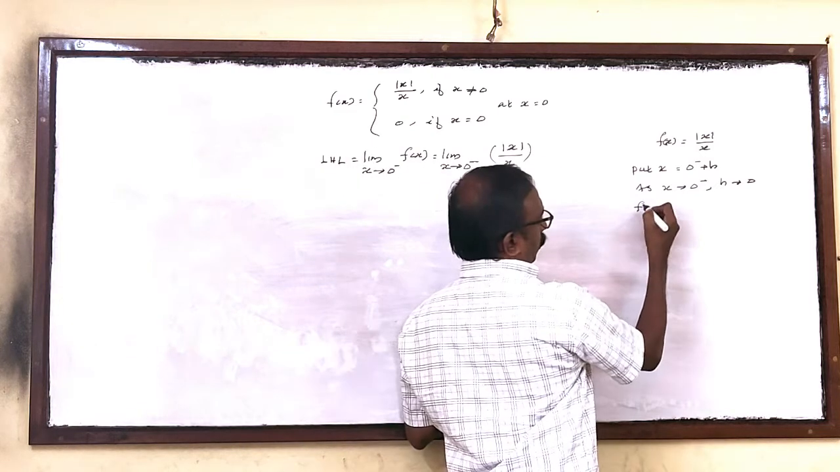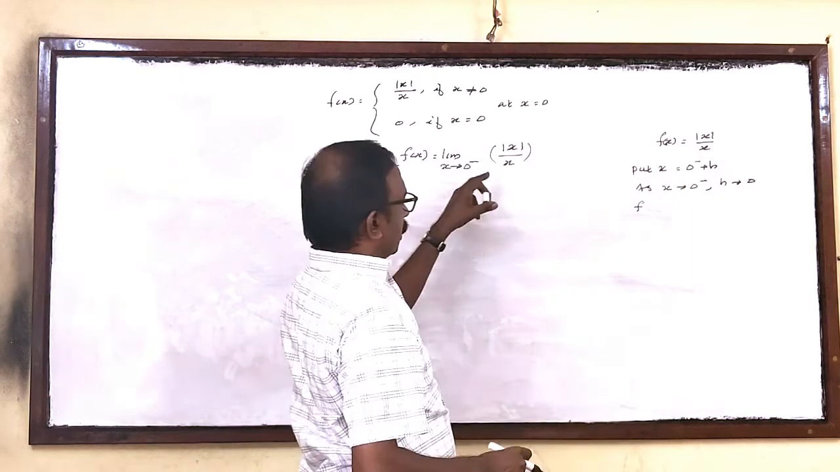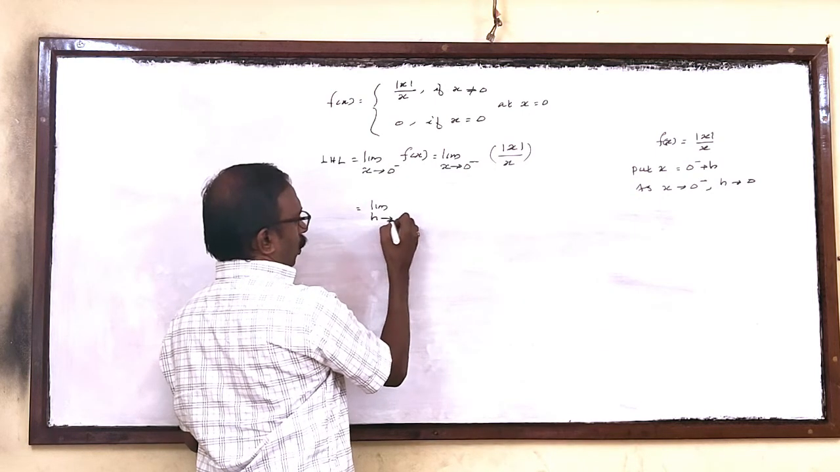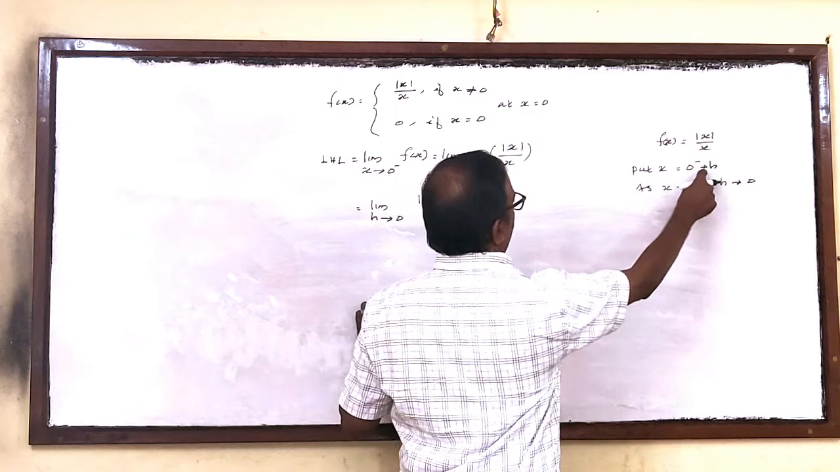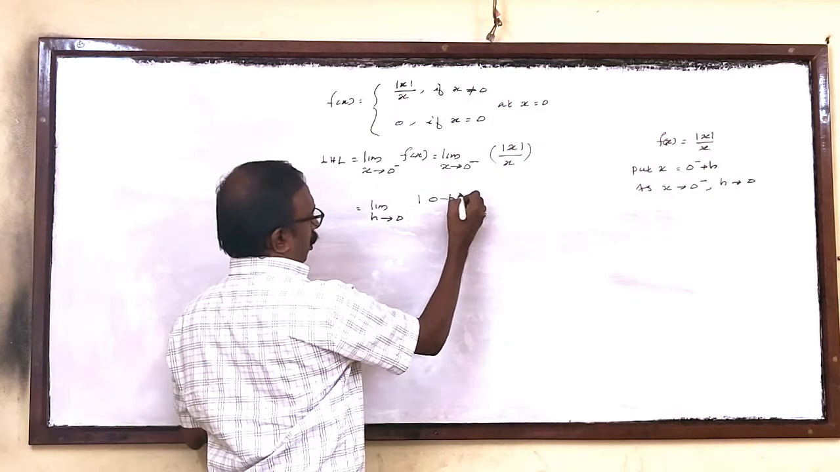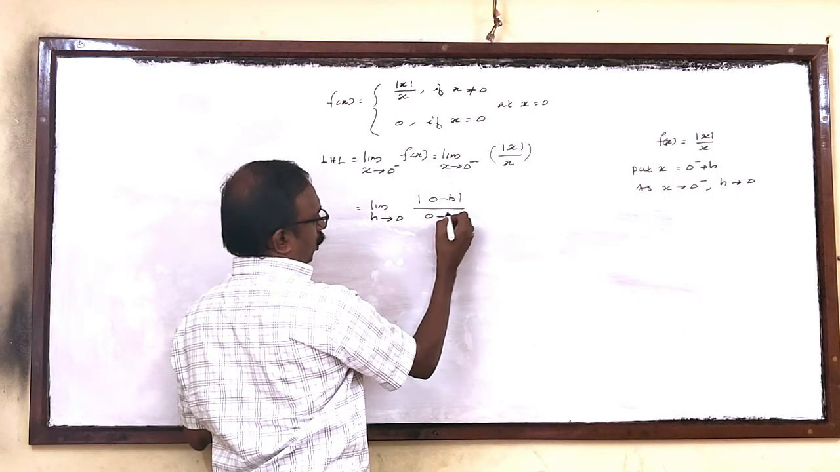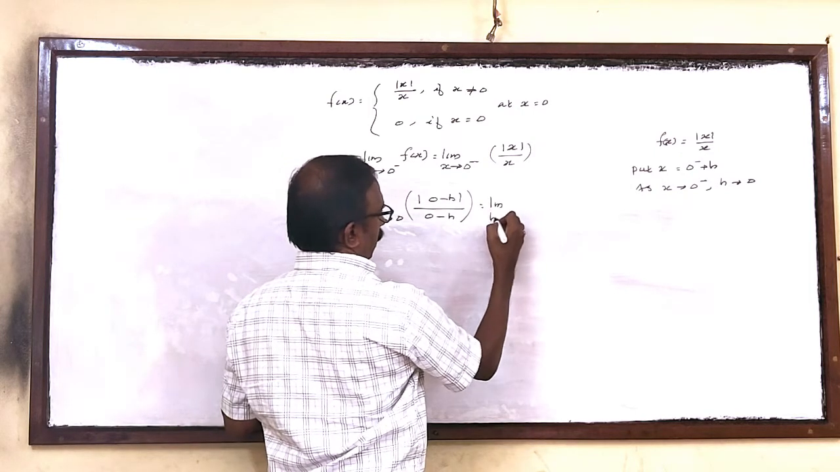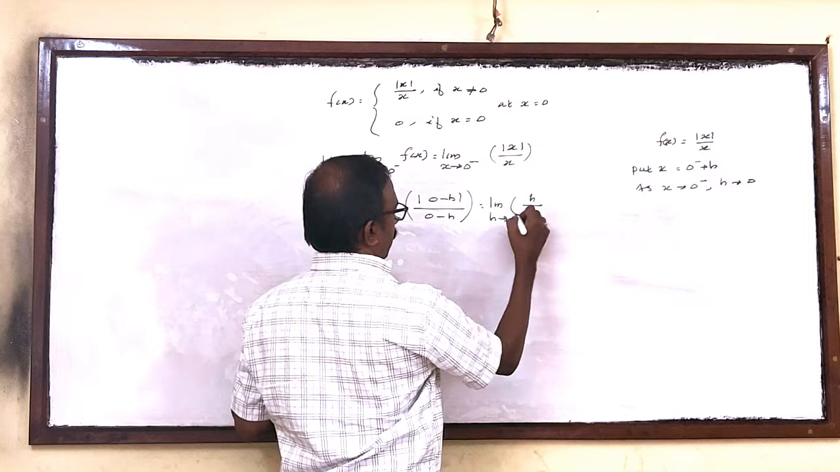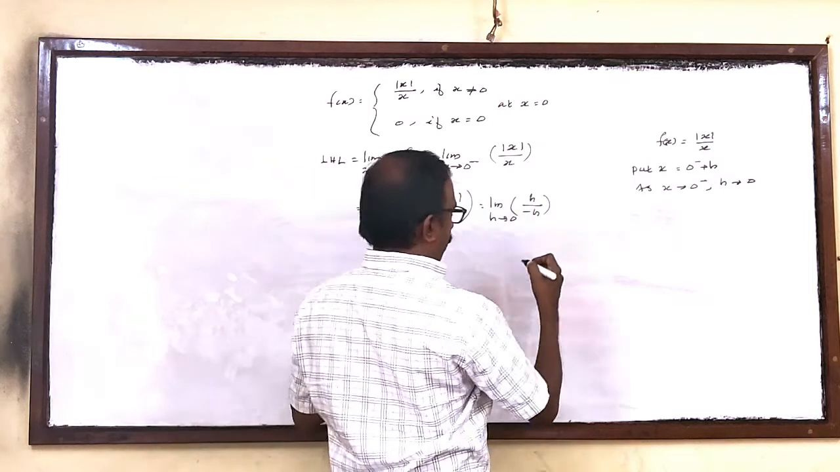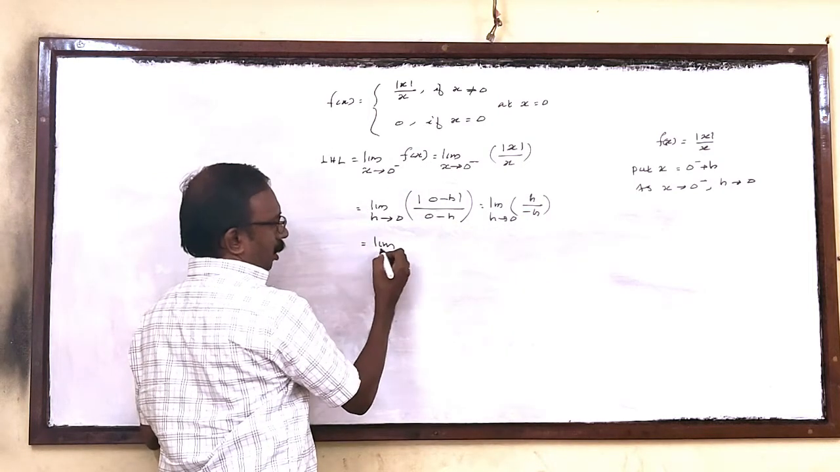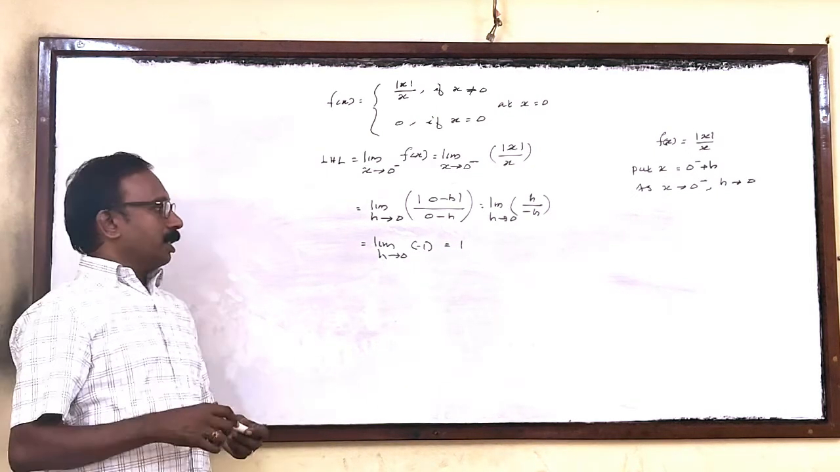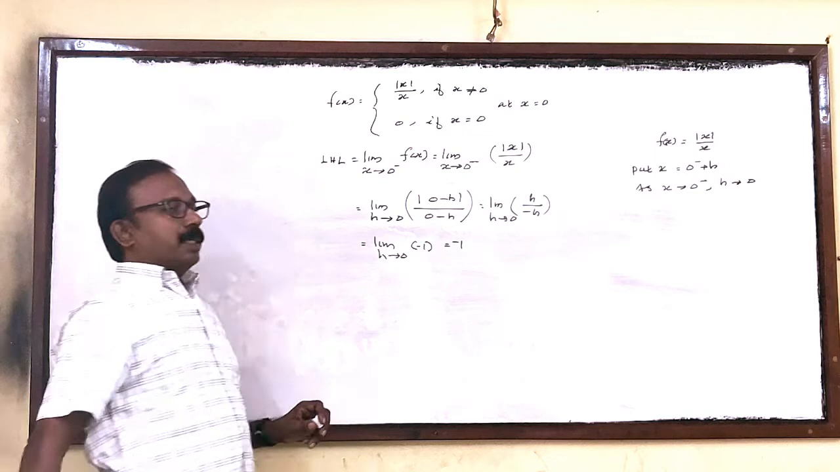So f of x here becomes limit h tends to 0 of modulus of 0 minus h, divided by, in the denominator, also 0 minus h. Modulus of minus h is h. We need limit h tends to 0 of h divided by minus h. h by minus h is minus 1. Limit h tends to 0 of minus 1 is minus 1, since the limit of a constant is the constant.